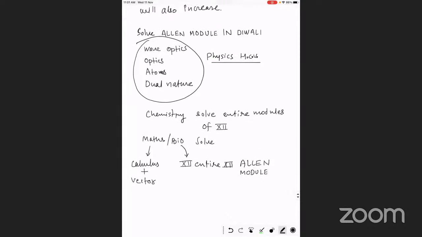And one more thing, read NCERT of biology 10 times, 12th portion only. Okay, only reading, nothing else.